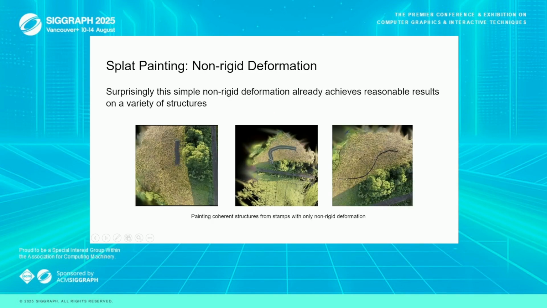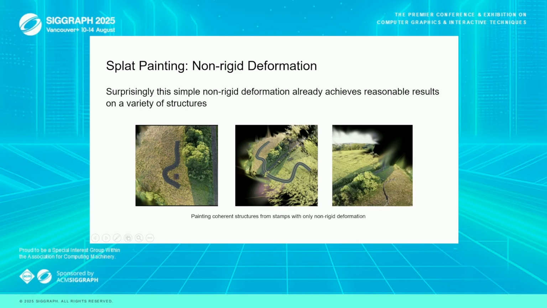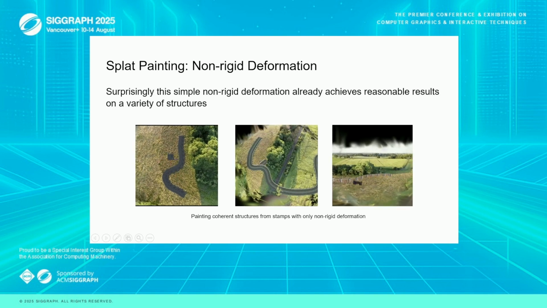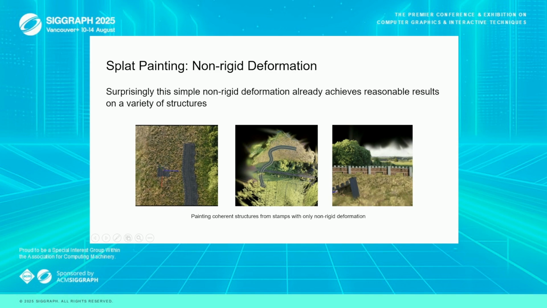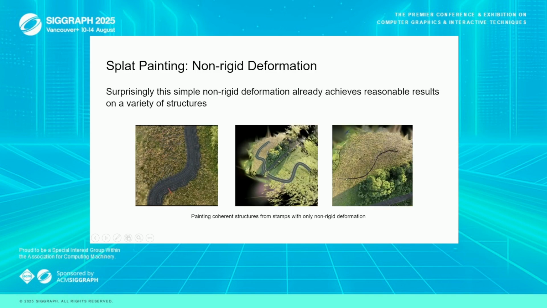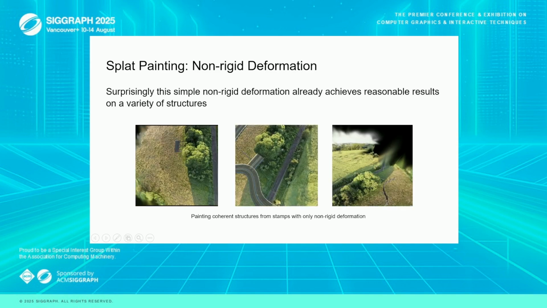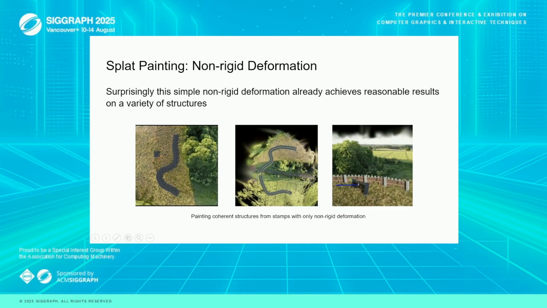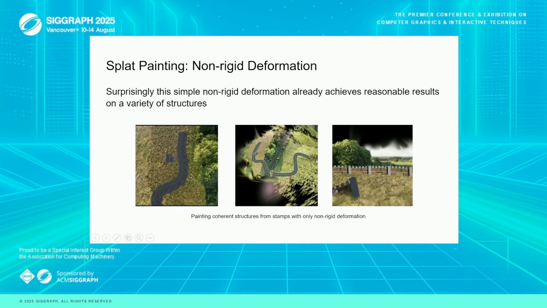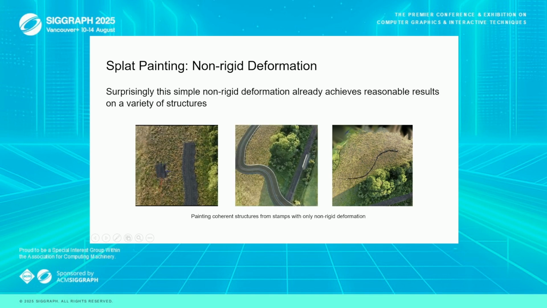One of the key insights of working on this actually was that surprisingly, doing this non-rigid deformation already takes you quite far. For a variety of structures with default parameters for the spacing of the stamps, nothing smart there, Gaussians being these explicit blobs in 3D with the way they're rendered and blended, this smart positioning and deformation strategy already gives us very coherent looking structures in a lot of cases.